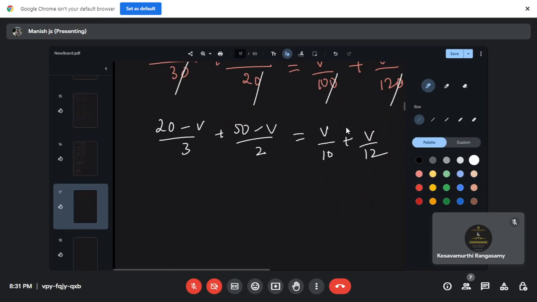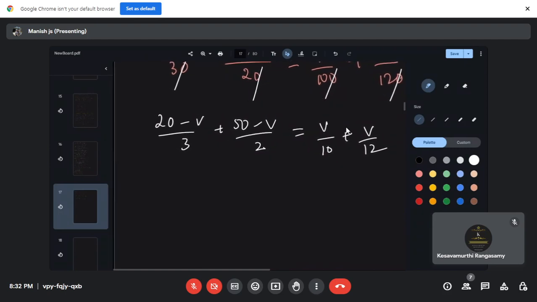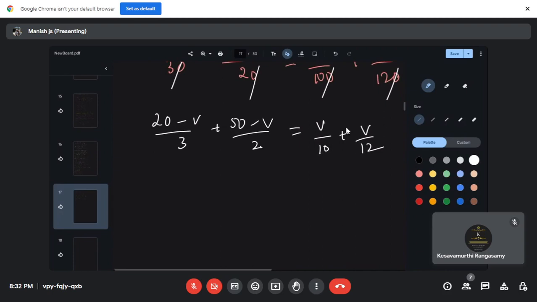So how do you find out the value of V? Either you can go by the method of LCM, it is totally your lookout. I would recommend, instead of going for LCM, multiply with that LCM directly. So what is the LCM of the numbers 3, 2, 10 and 12? 12 does not go by 30, no? 60, yes. So multiply with 60 throughout, the entire value.